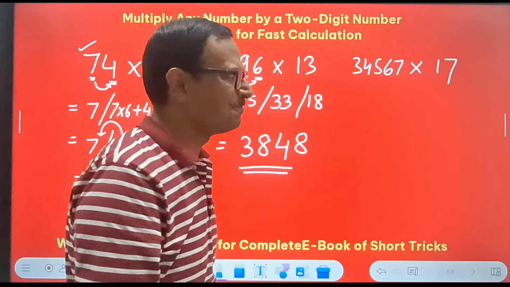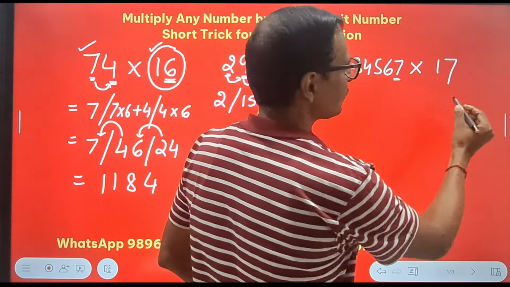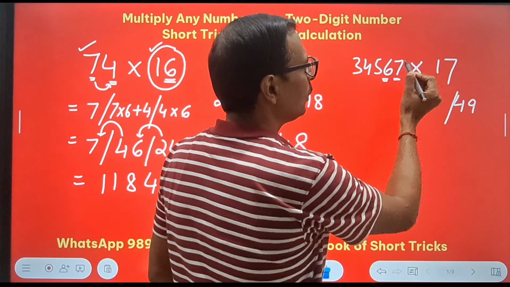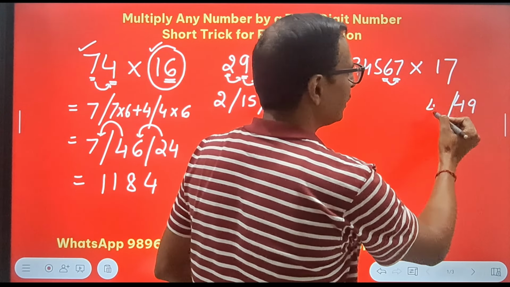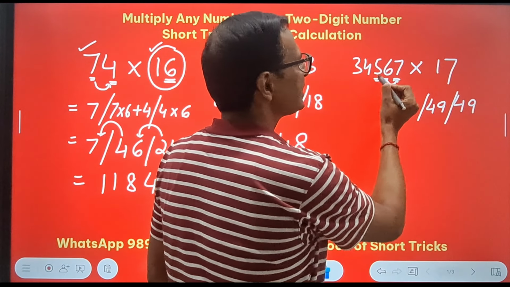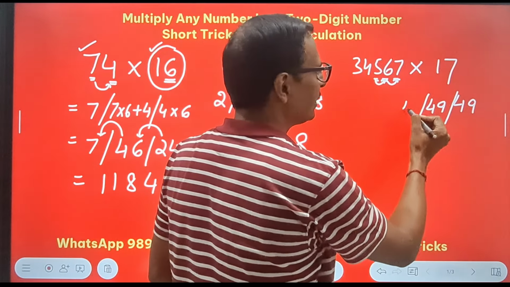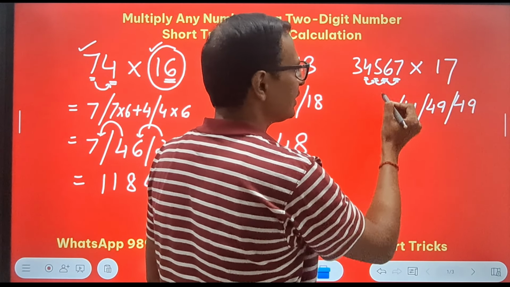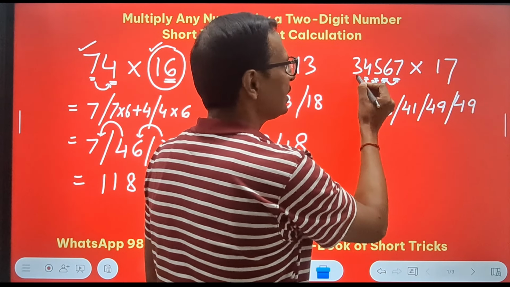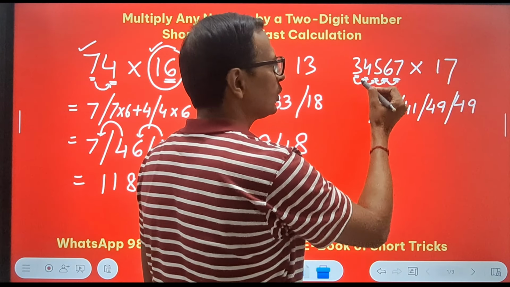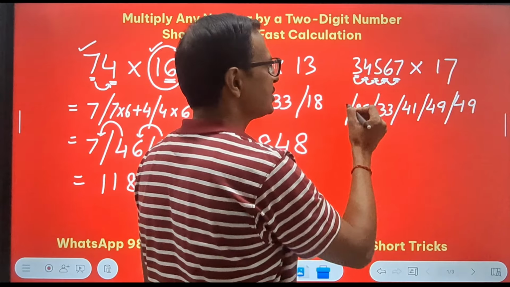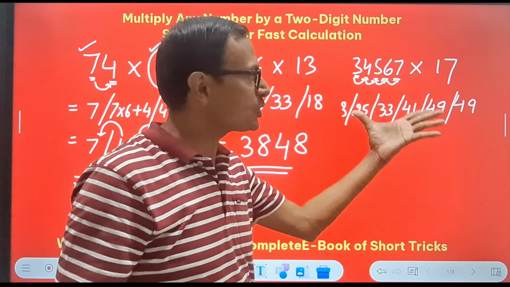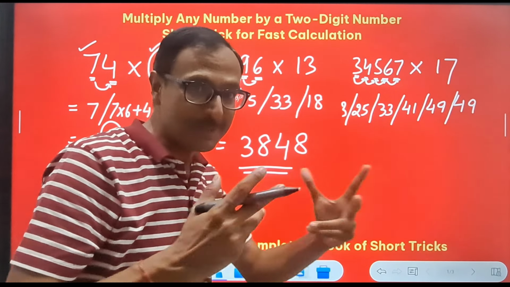But I'll come through. See, 7 times 7 is 49, so I'll write a 49 here. 6 times 7 is 42, plus 7 is 49, so another 49. 5 times 7 is 35, plus 6 is 41, so 41. 4 times 7 is 28, plus 5 is 33, so a 33. 3 times 7 is 21, plus 4, 25, and finally the first digit 3. So I have written all the numbers. See, how many numbers should be there? 5 digits, so 6 numbers, right? So that you don't miss out on anything.